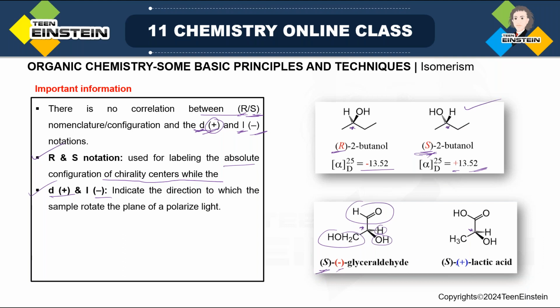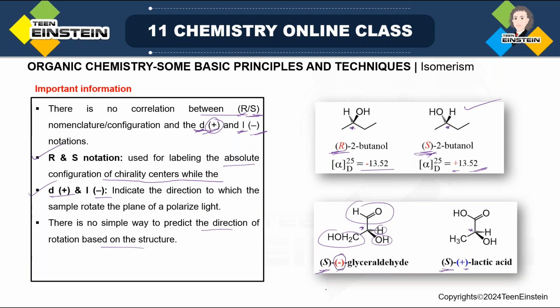For another molecule also, again S is associated with a plus sign. So S can be associated with a negative sign, S can be associated with a positive sign, it doesn't matter. Similarly, R can be associated with negative or positive, both. So don't think there is any correlation. That is the important point to understand. There is no simple way to predict the direction of rotation based on structure. When this type of structure is given, you can understand based on some rules whether it will be R or S, but you cannot understand whether it is negative or positive.